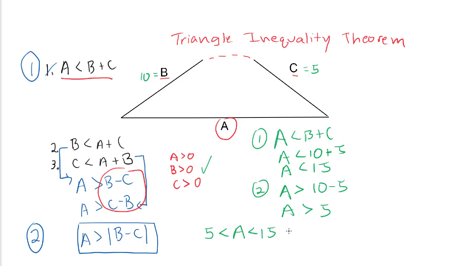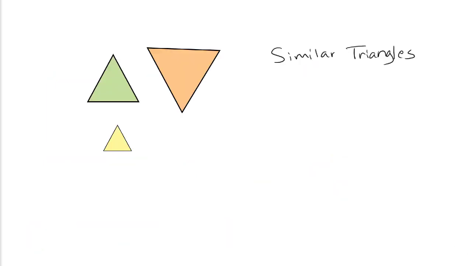If A were 20, greater than 15, for example, well, then the sides B and C, as shown in this diagram, won't close. The net result is A is between 5 and 15. And that's what our triangle inequality theorem does. It allows us to find ranges of side lengths that make triangles possible. That is, the ability to actually close the three sides.